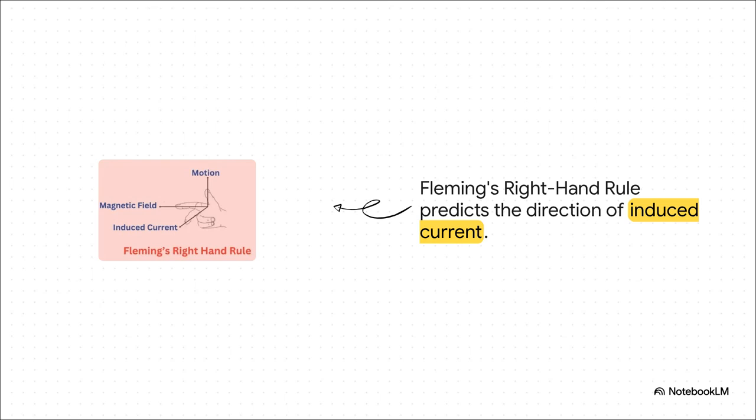Well, physicists came up with a super handy trick called Fleming's right-hand rule. You can literally do this right now. If your thumb points in the direction of the motion and your first finger points along the magnetic field, then your middle finger, bent at a right angle, shows you exactly which way the current will flow. It's a simple little hand gesture, but it's a super powerful way to see what's happening inside a generator.